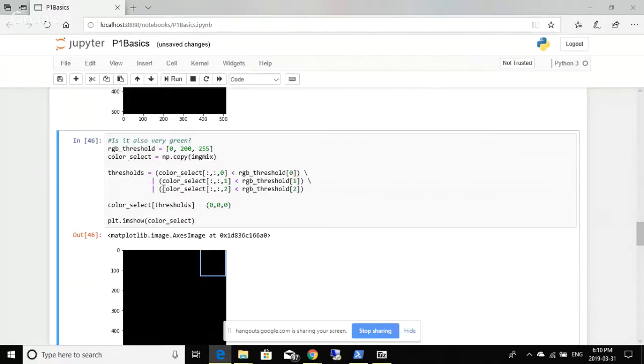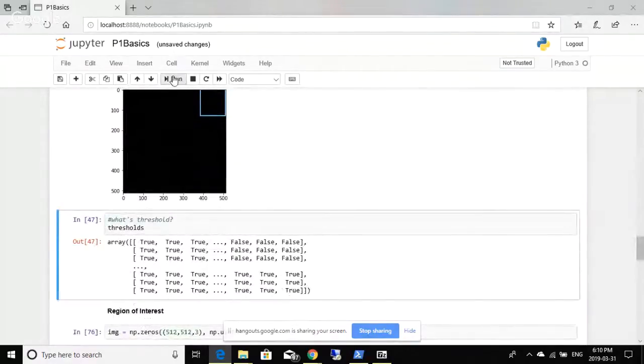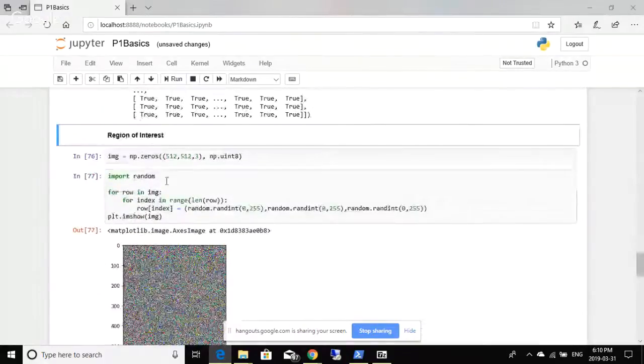whether a color falls below the threshold, which is you don't want that color. It's basically what you're saying, right? And this threshold is a matrix of booleans, true false. Region of interest.